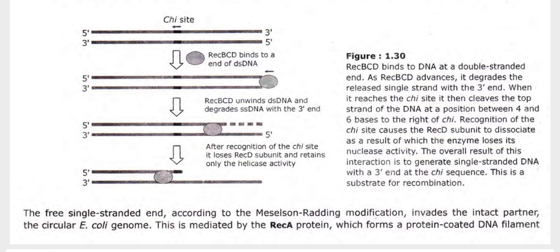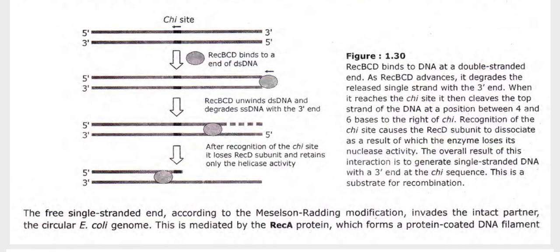Then RecBCD unwinds dsDNA and degrades ssDNA with the 3' end. After recognition of the chi site, it loses the RecD subunit and retains only the helicase activity. So RecBCD binds to DNA at a double-stranded end. As RecBCD advances, it degrades the released DNA single strand with a 3' end.